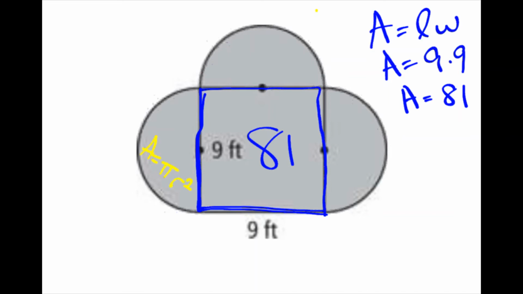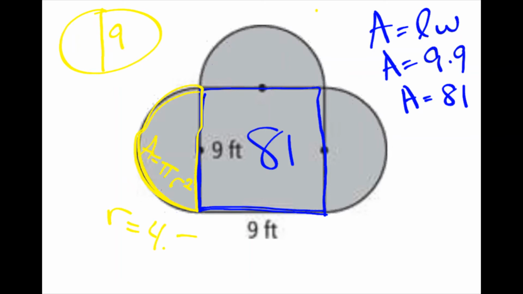of a circle, which is pi times the radius squared. The radius is not really 9. 9 is telling me the entire way across that circle. So I'm going to use the radius of 4.5. That's 9 divided by 2.